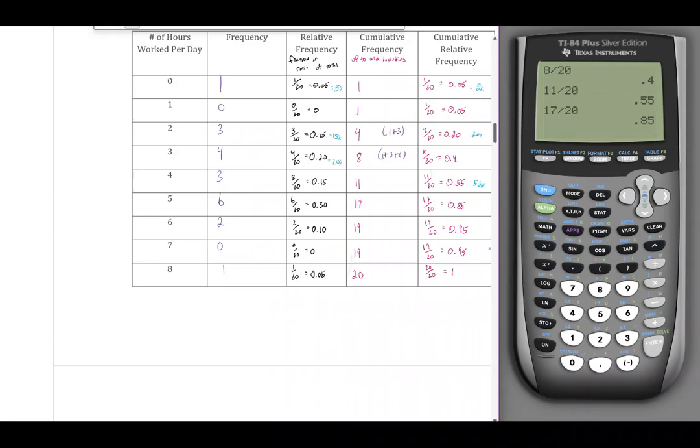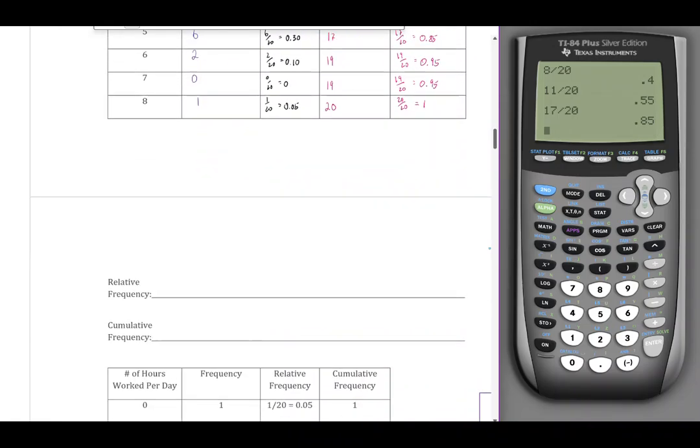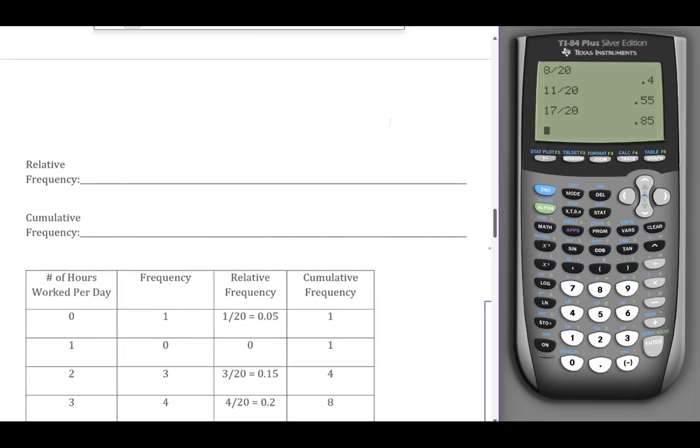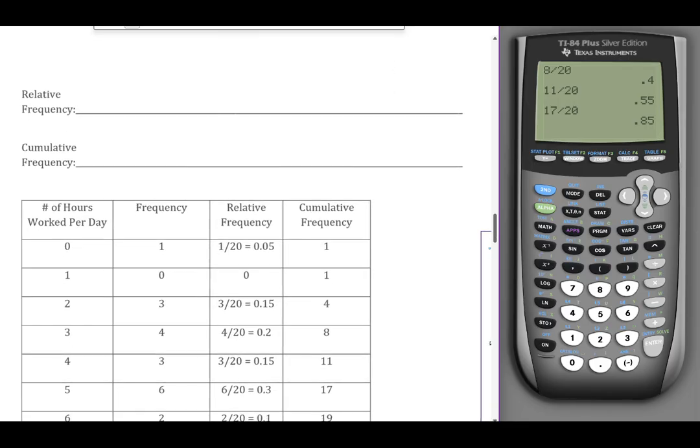From here, we will define relative and cumulative frequency, and then we will look at how to graph both of these.